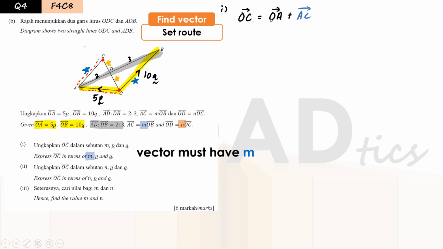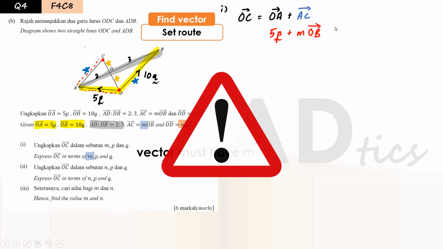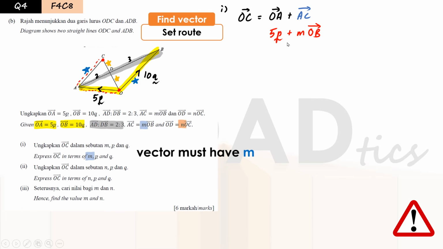Okay, so OA we have the value already, which is 5p, so I'm going to put it here. And how about AC? If we look at this equation, AC equals M OB, so why not we use this? So here it would be M OB. Alright, but here there's an error, right?